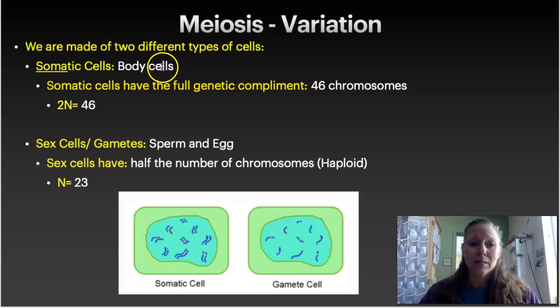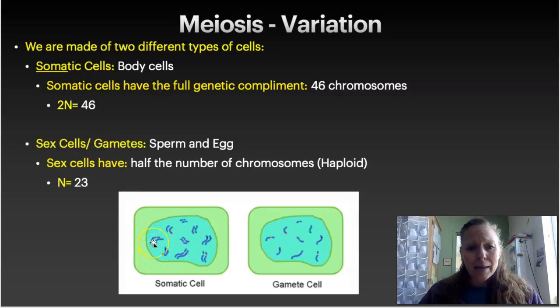And all of your body cells, or your somatic cells, have the full genetic complement, meaning you have 46 chromosomes. So if n means the number of chromosomes that are in a sex cell, then 2n equals 46 means that we have 46 chromosomes in our body cells, or our somatic cells. This will become more clear in a moment, so stick with me.